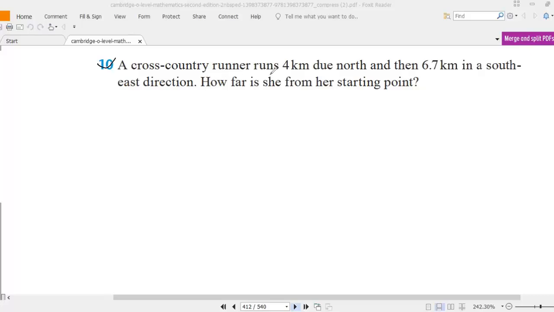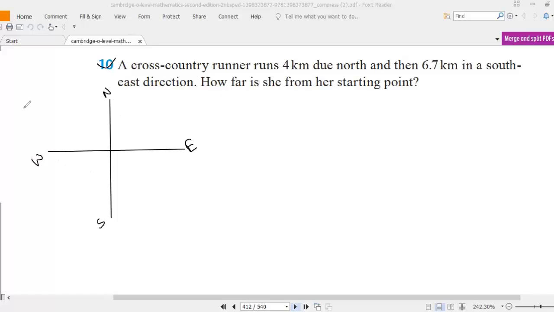A cross-country runner runs 4 kilometers due north and then 6.7 kilometers in a southeast direction. So if I want to draw the direction, then we can easily understand. Suppose this is one direction. Here we can say, by using the idea of NEWS, NESW, then we can easily solve it.